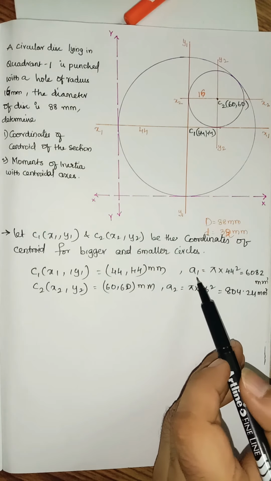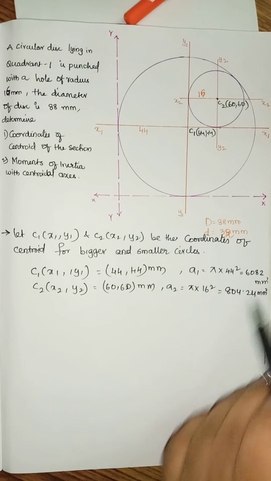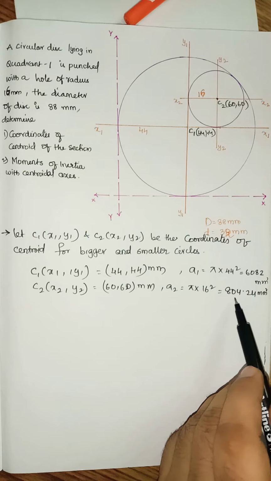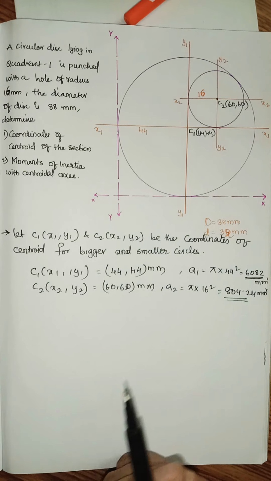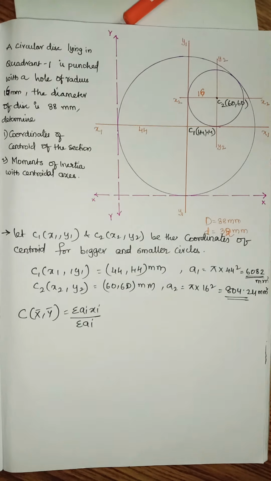Now calculating the areas, area of the first circle, the bigger circle will be pi r square, which is equal to 6082 millimeter square, and A2 will be equal to 804.24 millimeter square. Now we have the formula to calculate the centroid.